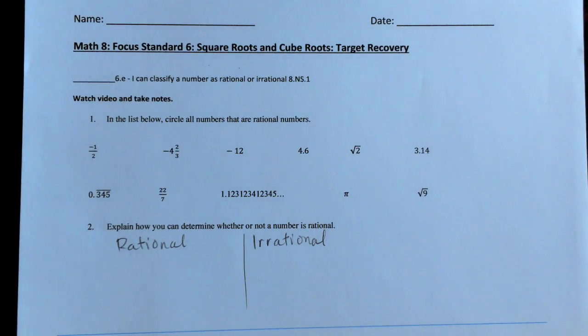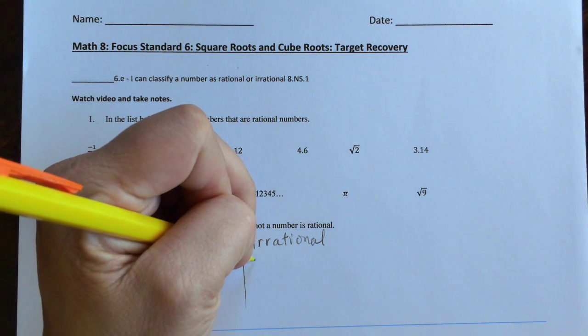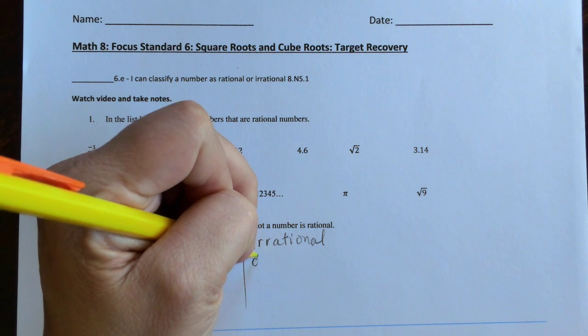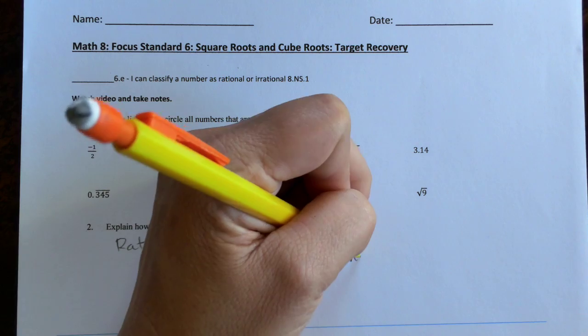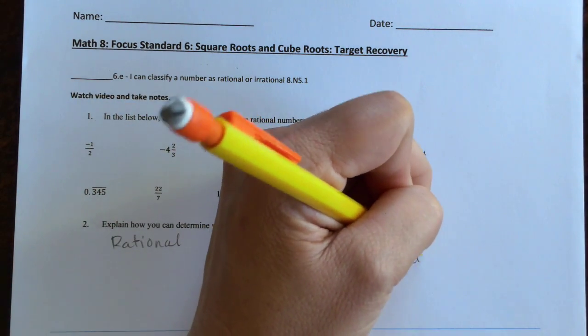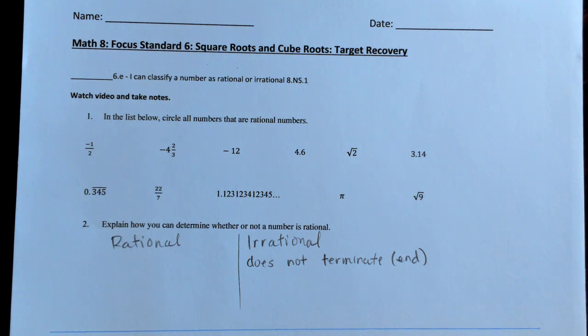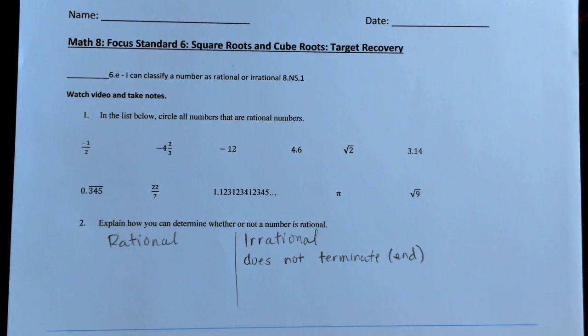An irrational number is very specific. It is a number that does not terminate. The word terminate means ends. So an irrational number is a number that does not end, like pi: 3.14159 and so on and so on, and they still haven't found an ending place, and they still haven't found a repeating place, and that's the other part.